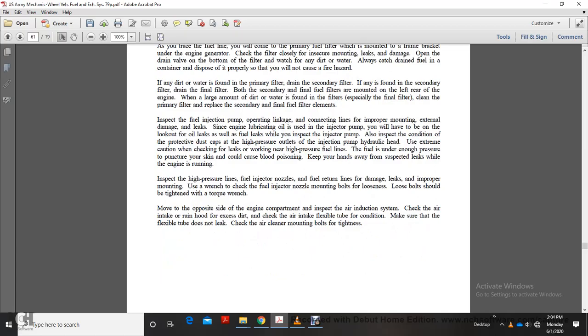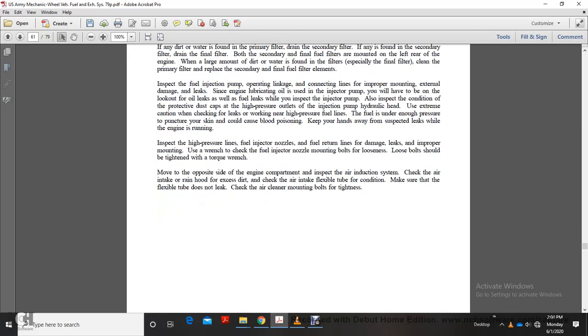The secondary and final filters are mounted on the left rear of the engine. When a large amount of dirt and water is found in the filters, especially the final filter, clean the primary filter and replace the secondary and final filter elements. Inspect the fuel injection pump, the operating linkage, and connecting lines for improper mounting, external damage, and leaks. Since engine lubricating oil and the injector pump are close together, look out for fuel leaks. Inspect the injection pump for condition, protective dust caps, the high pressure outlet, and the hydraulic head for leaks.